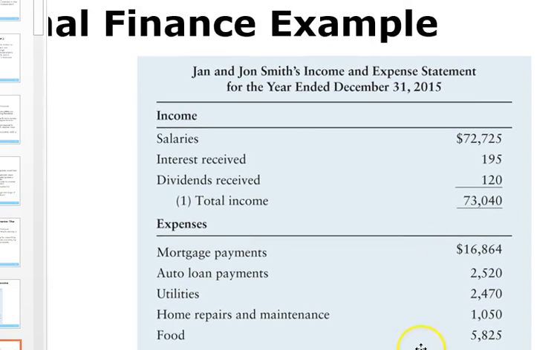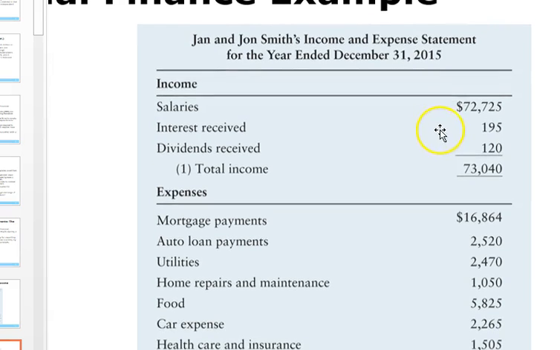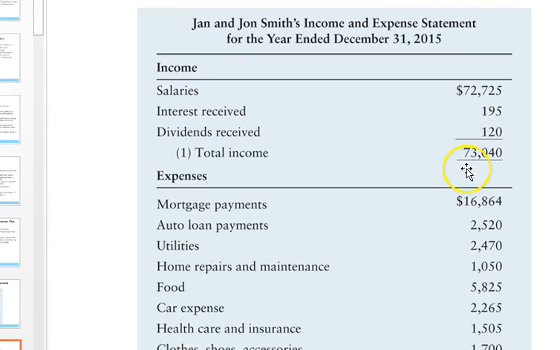Now, as a personal finance example, remember I was equating the income statement to your paycheck? So here, we had salaries of $72,000. This is your annual income and expense statement, which is an income statement for an individual. So you have your salary, any interest and dividends, so your total income is $73,000. Not a bad income, but remember that's income for two people here, Jan and John.